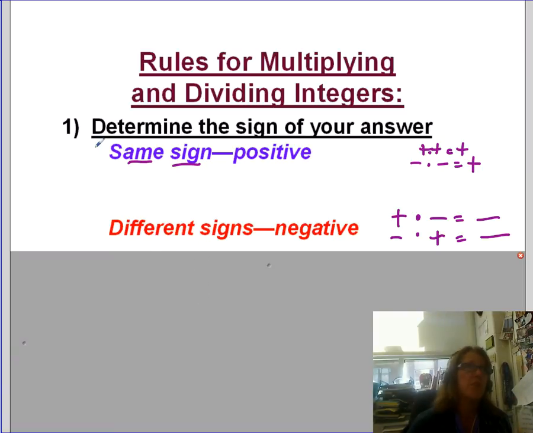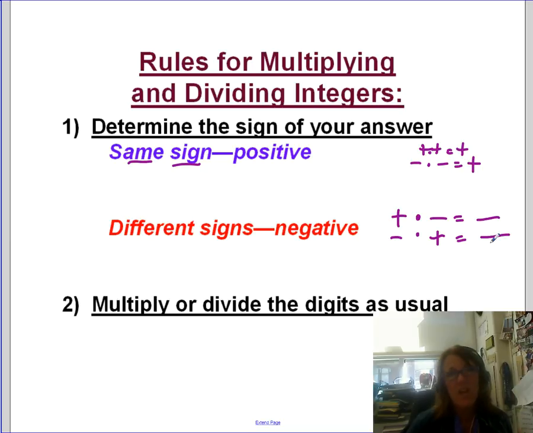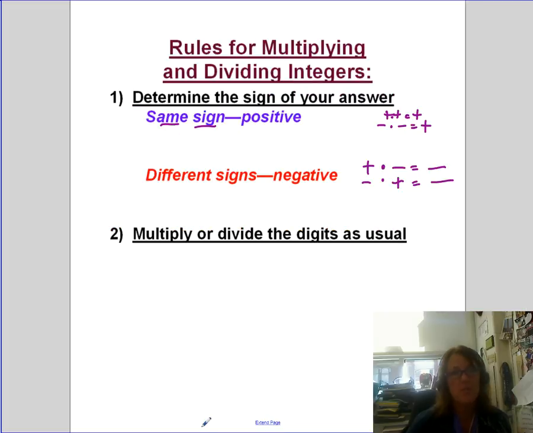Okay, so first figure out the sign of your answer, and then once you do that, it's just straight old multiply, just like you normally would. Okay? Determine the sign, multiply or divide. Here we go.